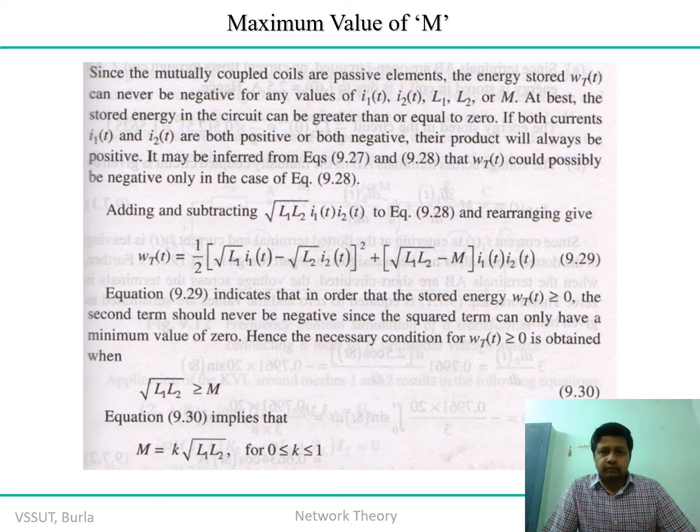So the whole product, the second statement of 9.29, should be greater than or equal to 0. Modifying that, the value of M should always be less than or equal to root over L1 L2, and it can't surpass that in any circumstances. Therefore, to meet this compulsion, in equation 9.30 the value of k should be more than 0, but should always be less than or equal to 1.